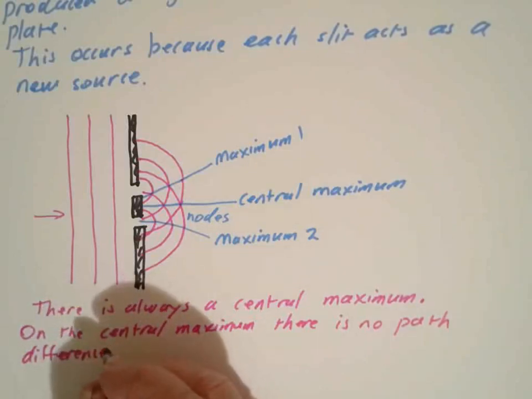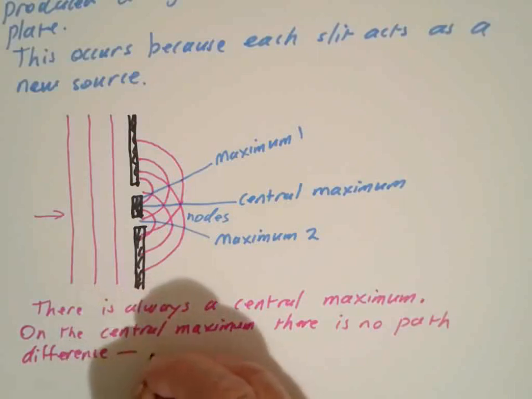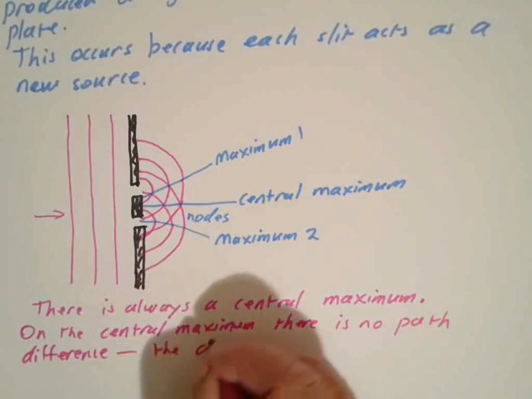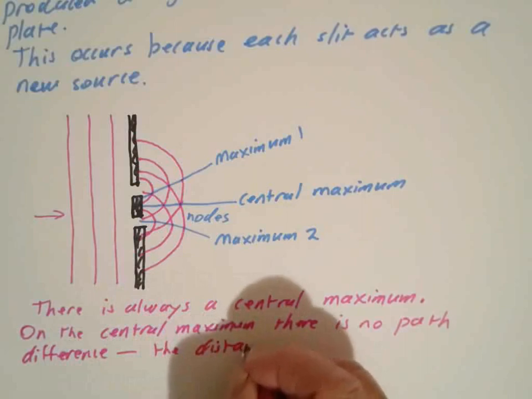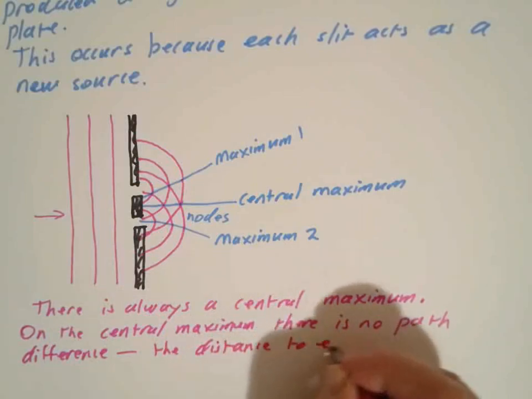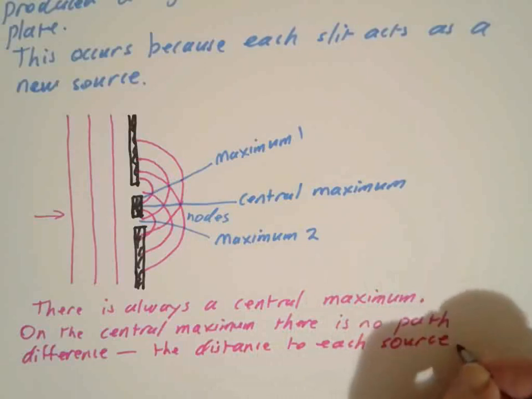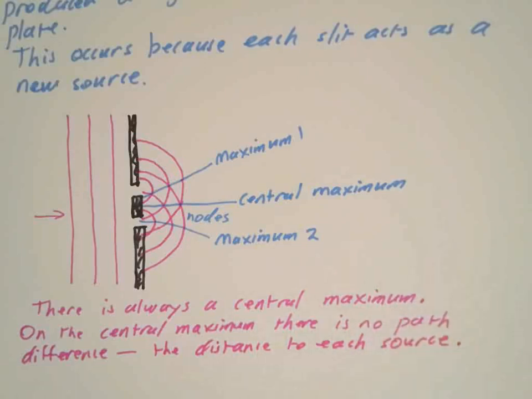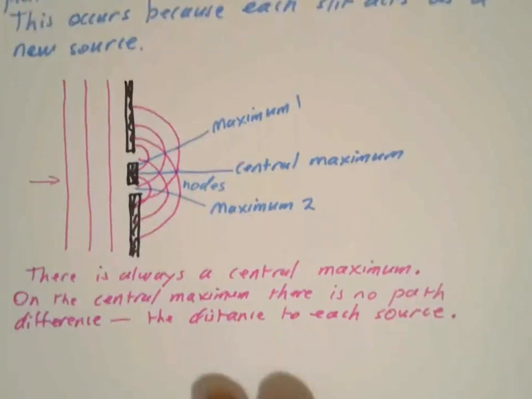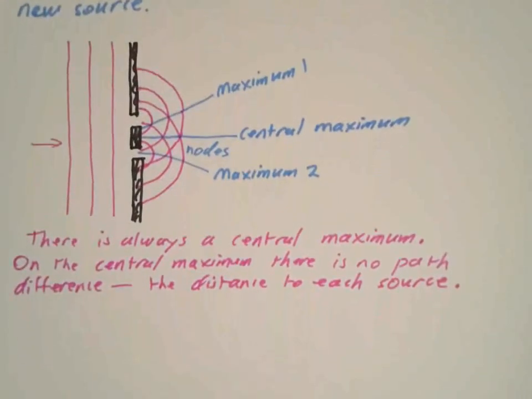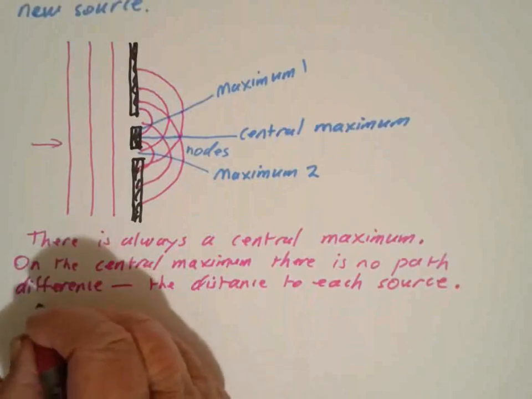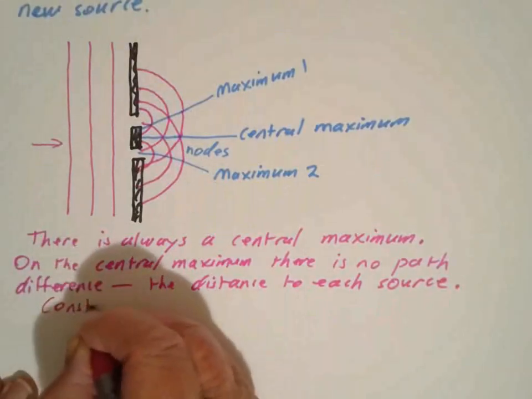Now, what does path difference mean? It means the distance to each source from any point. Now, the sources, of course, are the slits, because each slit acts as a new source. So, the central maximum is called constructive interference.